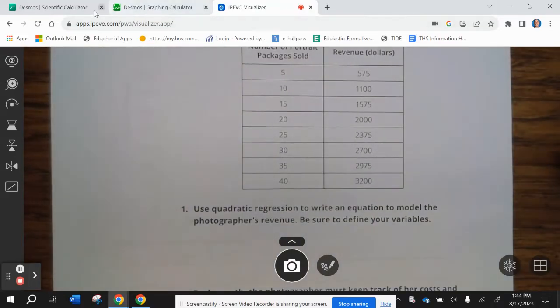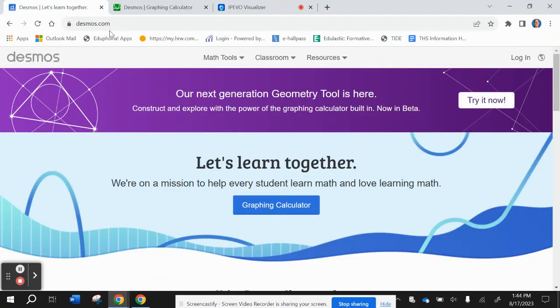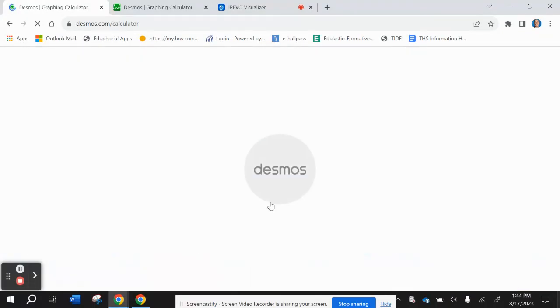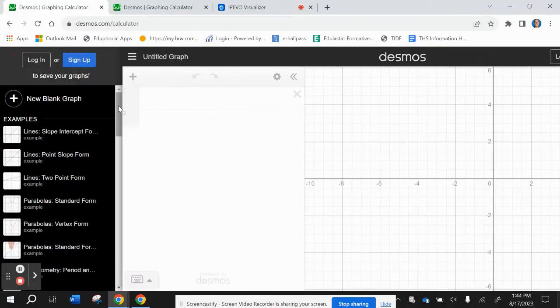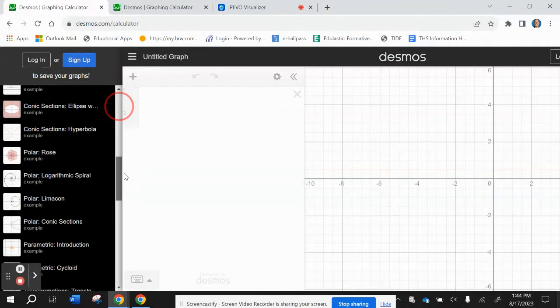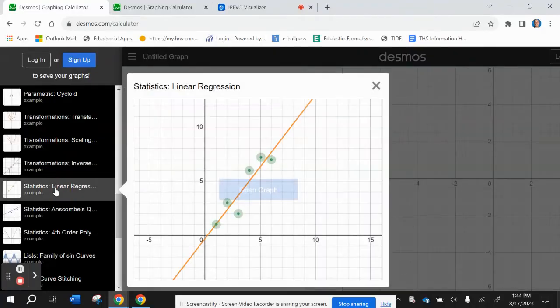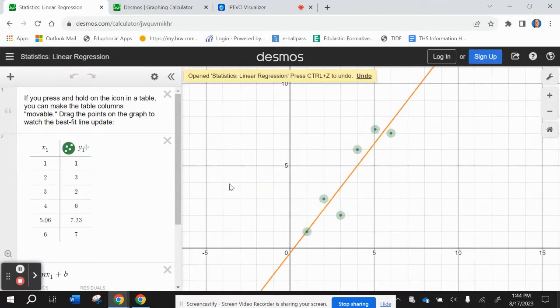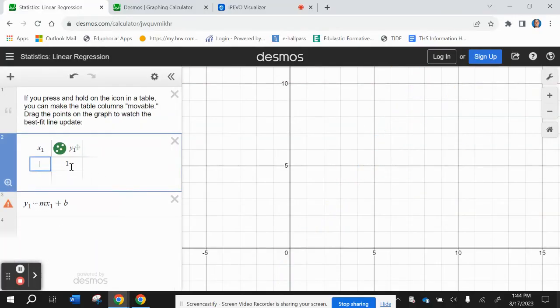All right, so what we're going to do in Desmos, we're going to go to desmos.com. We're going to go to graphing calculator. And I'm going to go right here to this hamburger menu, I guess is what you call it. And we're going to scroll down. We're looking for statistics, linear regression. We click there, press open graph. Now we want to remove the table because we're going to put our own values in. And then we need to change this to quadratic.